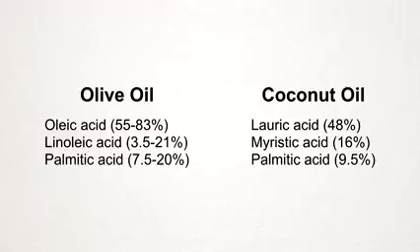For example, the major fatty acids that make up olive oil are oleic acid, linoleic acid, and palmitic acid. The major ones that make up coconut oil are lauric acid, myristic acid, palmitic acid, and a bunch of others. The triglycerides that would form from the reaction would be a mixture of all of these fatty acids.